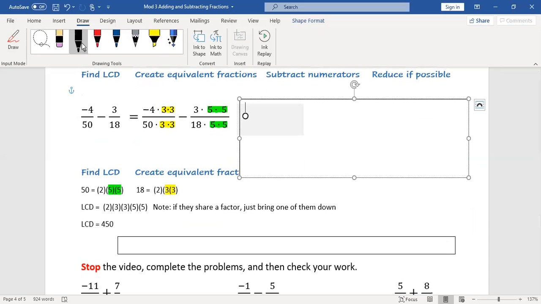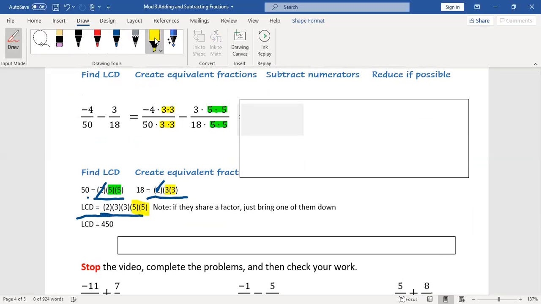I did the prime factors. I found the prime factors of 50, and here they are, and the prime factors of 18. If they have something in common, I only bring it down once. Since they both have a 2, I only put the 2 one time. Now they don't both have 5, so both 5s have to come down. And they both don't have 3s, so both 3s have to come down. Then I multiply all 1, 2, 3, 4, 5 of those numbers to get 450.